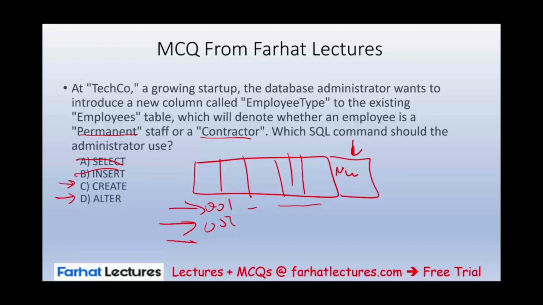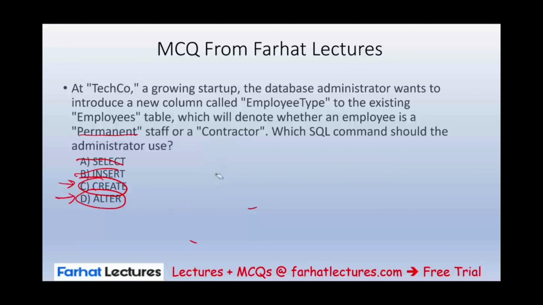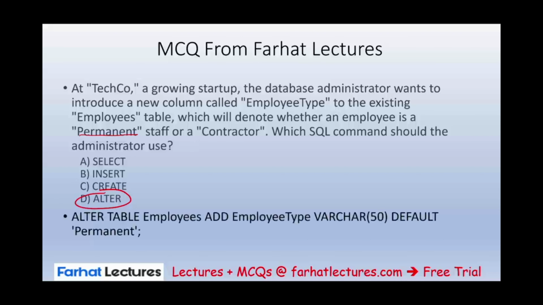So, do we create or do we alter? Which command do we use? I hope you know, based on what we learned so far, that we are not creating anything new. All we're doing is altering, and altering would allow us to add a new column. So alter table employees and add employee type, and we want to have 50 characters. Otherwise the default is permanent. So if you don't choose anything, the default will be permanent, but you have the option to change to permanent or contractor. That's it.